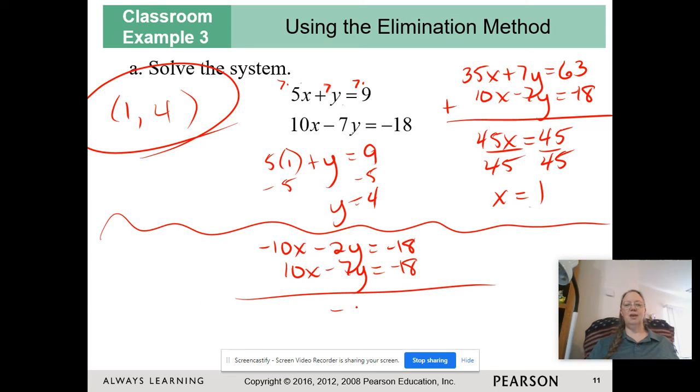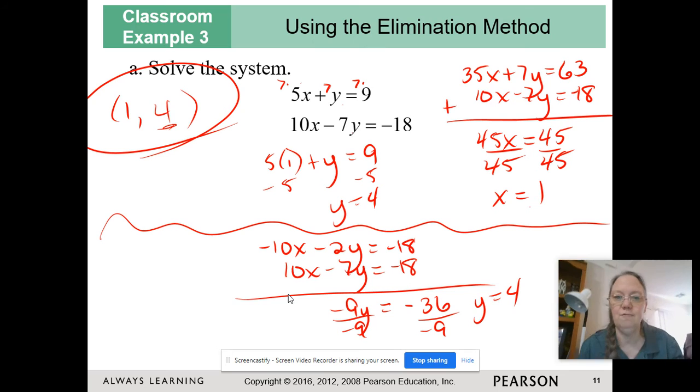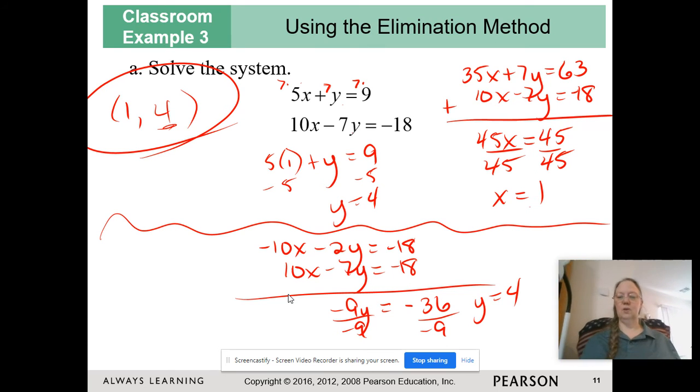So you would have negative 9y is equal to negative 36. And you get y is equal to 4. So you're just solving for a different variable, first off. And then you would have to solve for your x. So yeah, doesn't matter. Whichever works better for you.